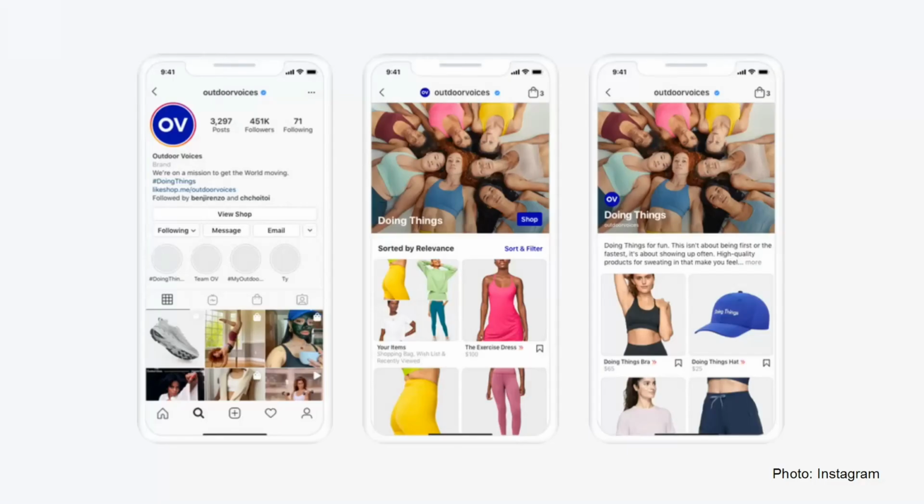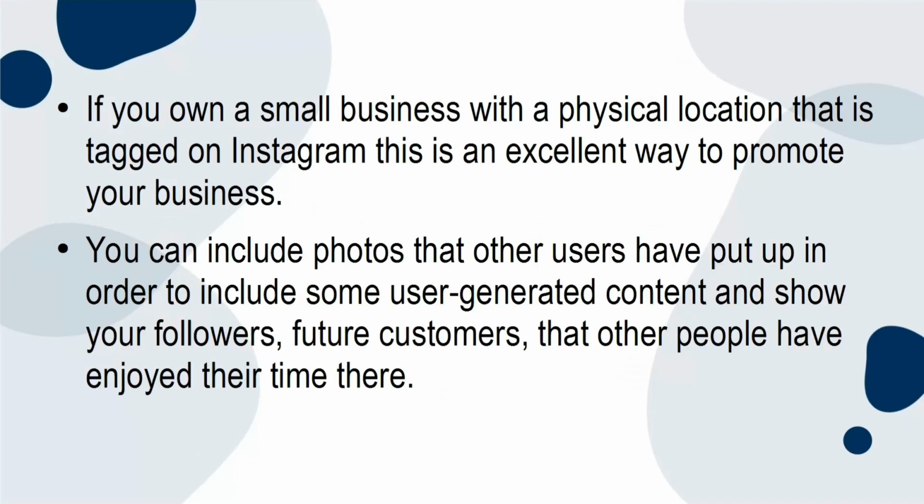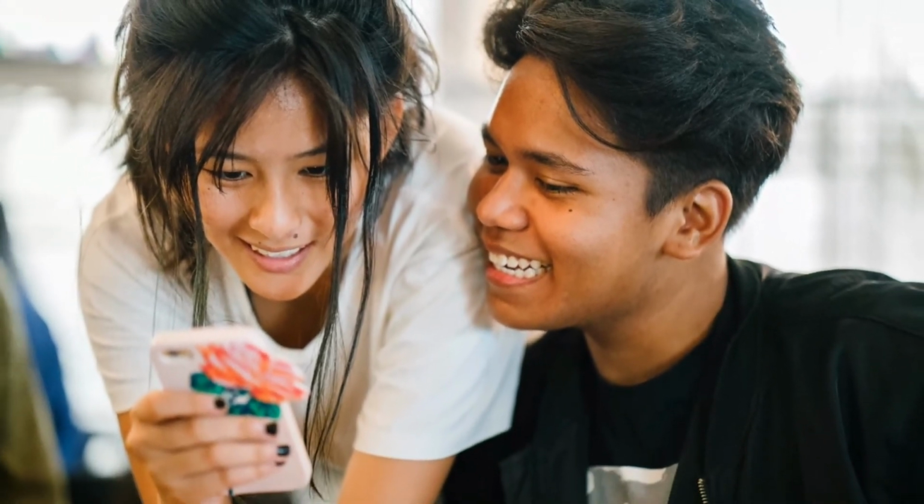You can also use specific guide features to recommend products that are tagged on the Instagram Shop features as well as physical locations. If you own a small business with a physical location that is tagged on Instagram, this is an excellent way for you to promote your business. You can include photos that other users have put up in order to include some user-generated content and show your followers, future customers, that other people have enjoyed their time there. This is a way to amplify the word-of-mouth marketing that many businesses rely so heavily upon.